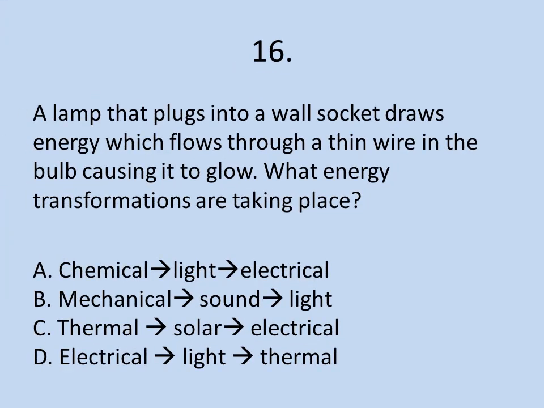Number 16. A lamp that plugs into a wall socket draws energy which flows through a thin wire in the bulb, causing it to glow. What energy transformations are taking place? A. Chemical to light to electrical. B. Mechanical to sound to light. C. Thermal to solar to electrical. D. Electrical to light to thermal.